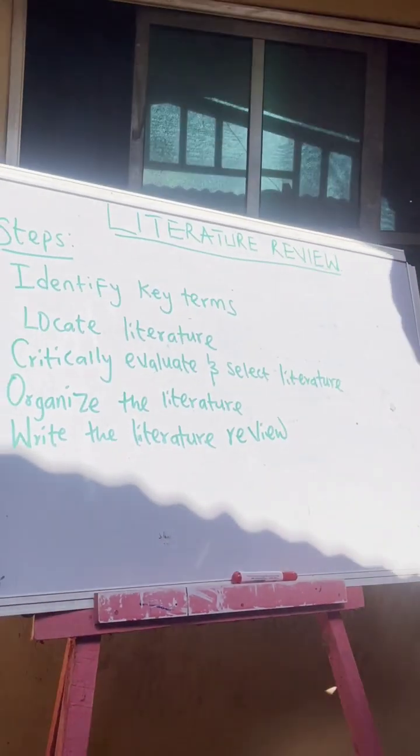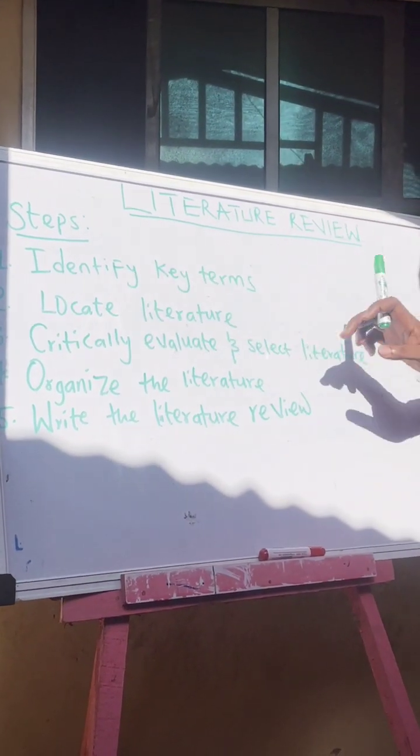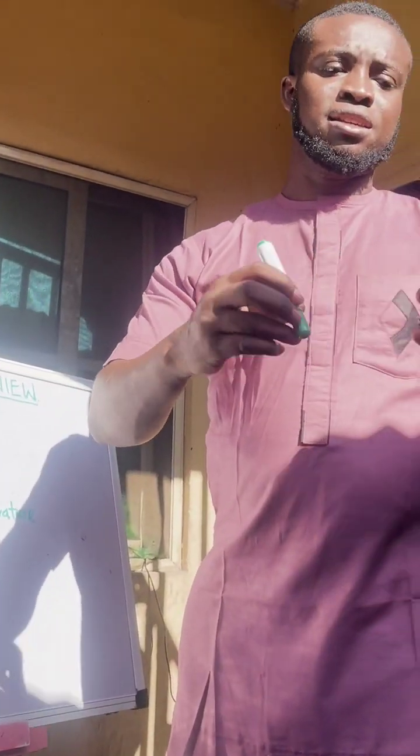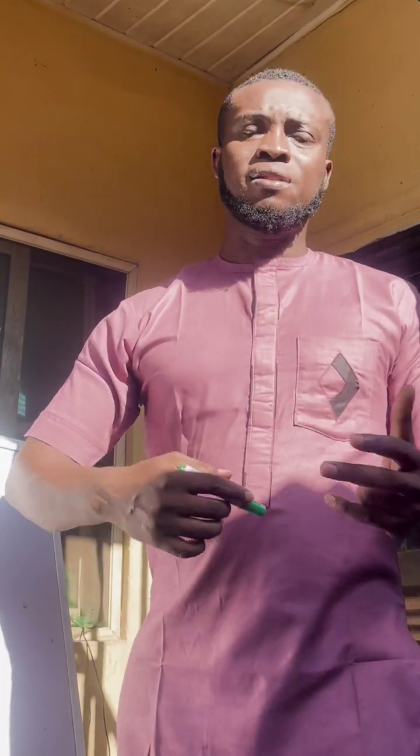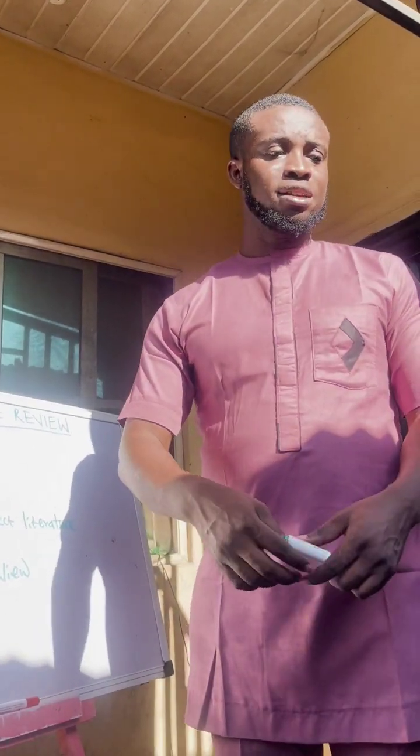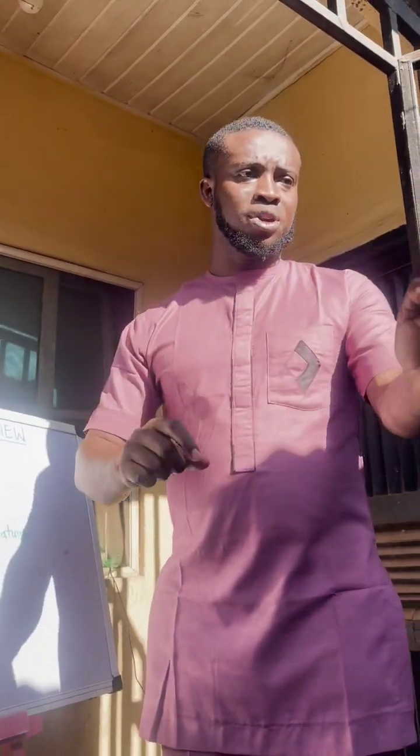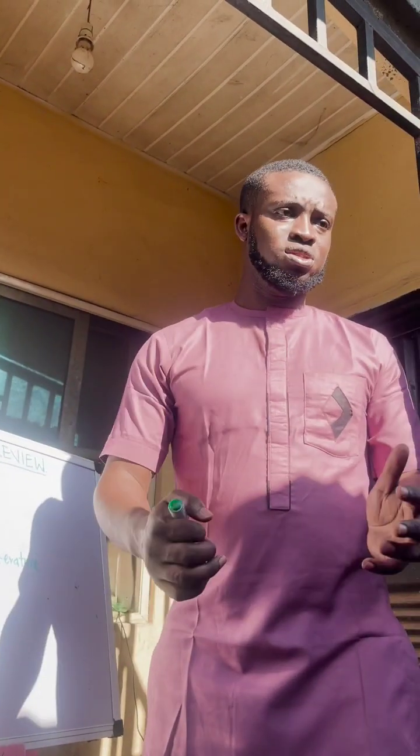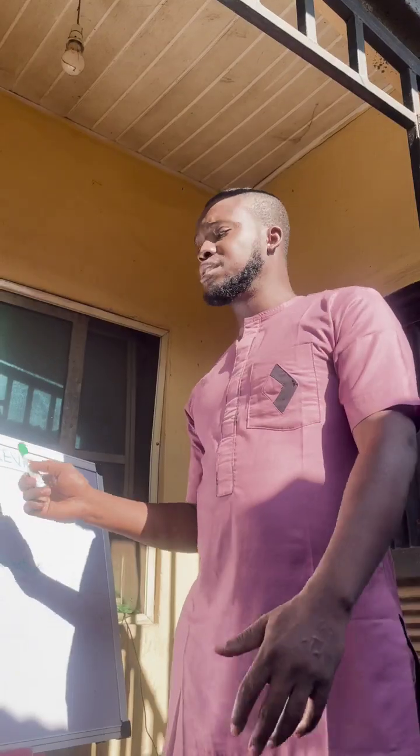The first thing you must do is identify key terms. Key terms are the key words in your topic. What are the things that make up your work? Key terms can be words from your topic, so just bring out some words in your topic, then search for them. Key terms can also come from a broad research question that you want to answer.